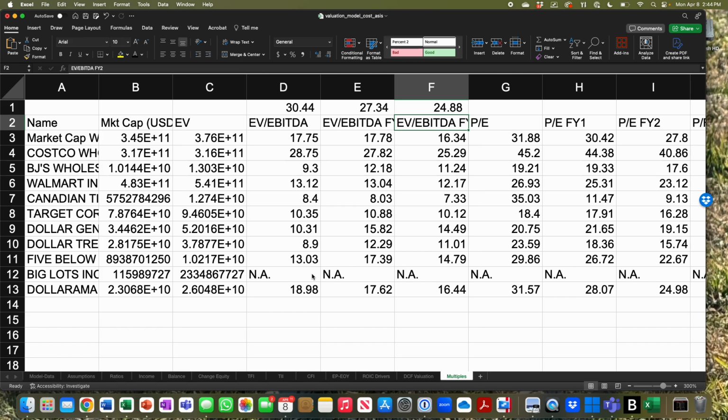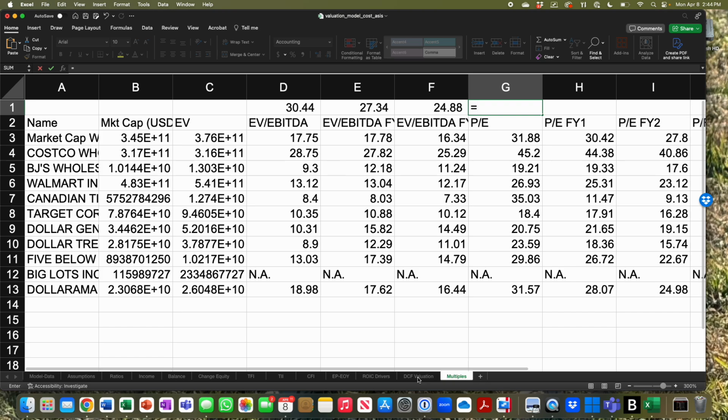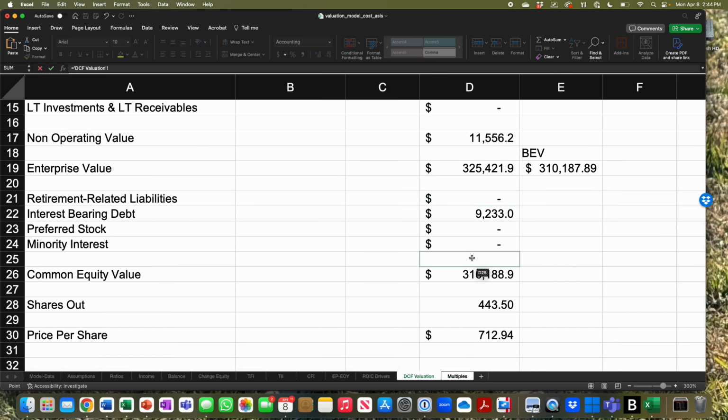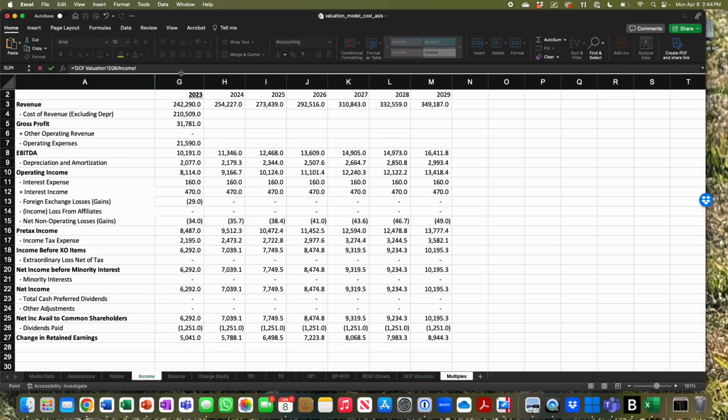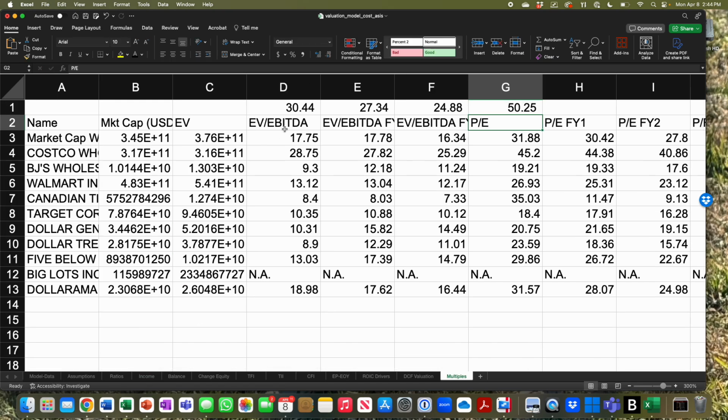So the PE based on historical data in G1 equals, from the DCF valuation, D26, the price, divided by income, historical G22 is net income. That's a PE of 50.